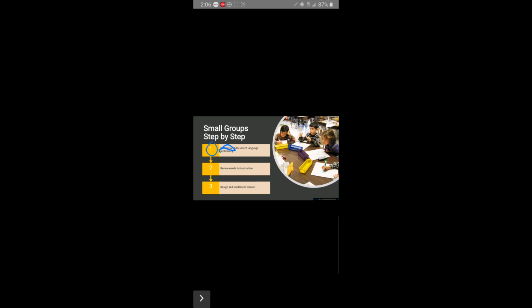Now, the second step: review needs for instruction. This is where you go back to your notes from when you were observing, and you look at what each student needs, and then you find a commonality between them and what skill a group of students might need help with. Now you know what skill they need help in, and that's when you design your lesson, and then you implement your lesson to help with that specific skill. Let's go to the next slide here.